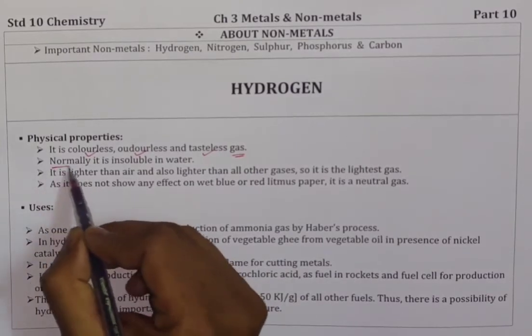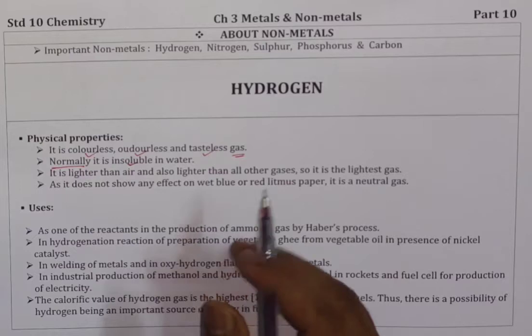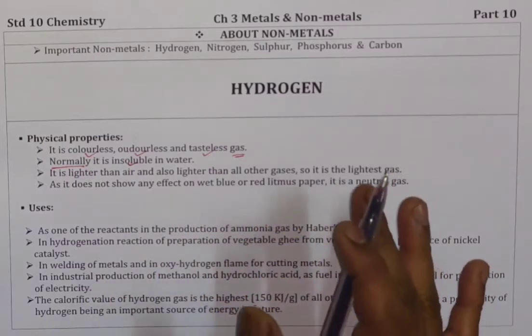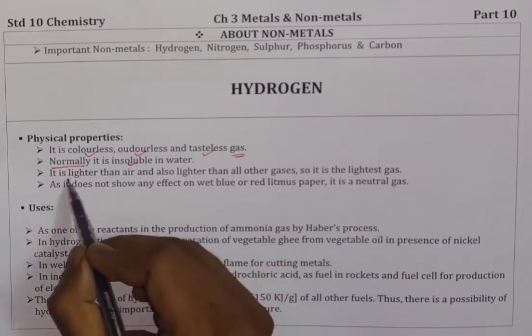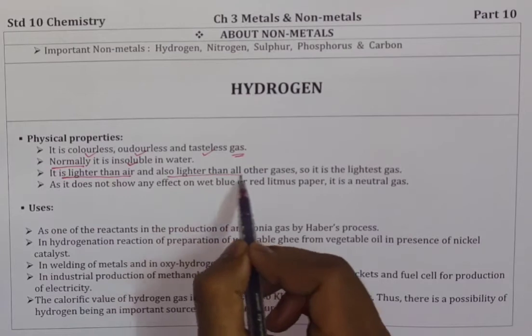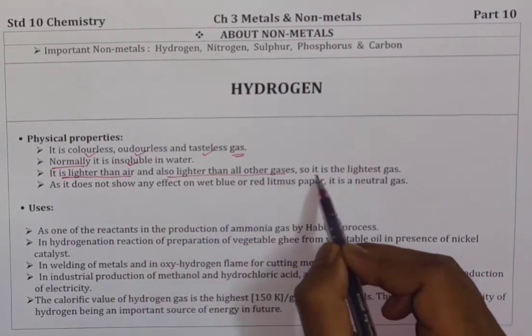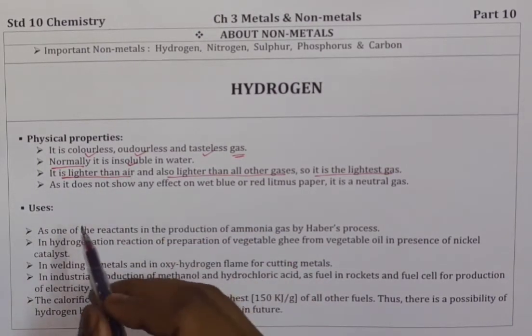Second, normally it is insoluble in water. Under specific conditions it might dissolve, but normally it is insoluble in water. It is lighter than air, also lighter than all other gases. So it is the lightest gas. Amongst all the gaseous elements, hydrogen is the lightest one. So that is one of its physical properties.